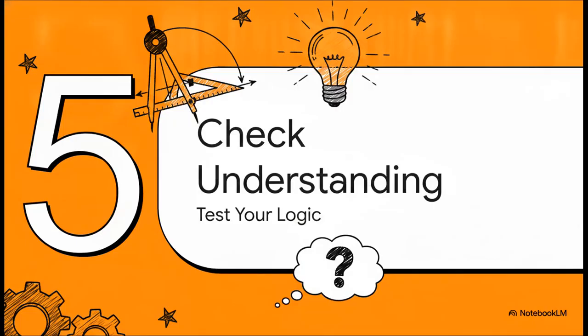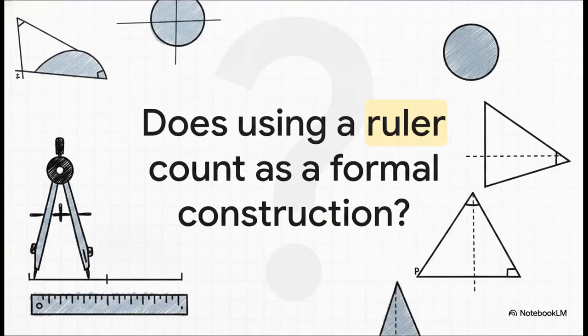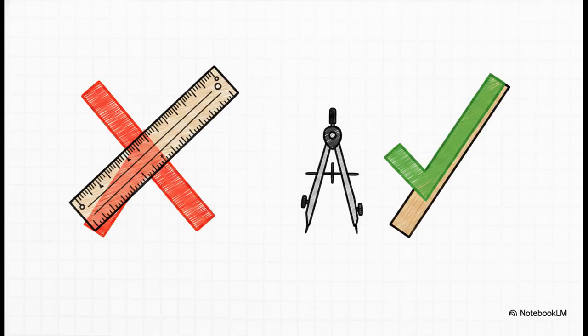All right, Section 5. Check your understanding. Let's test your logic with self-check number 1. Here it is. Does measuring a line segment with a ruler to find its exact center count as a formal geometric construction? I'll give you just a second to think about it and lock in your answer. And the answer is no way! Rulers create measurement-based sketches. Remember, measuring tools always introduce human error. Formal constructions strictly use a compass and an unmarked straightedge. That ensures the center is found through pure, undeniable logic, not a potentially inaccurate physical measurement.